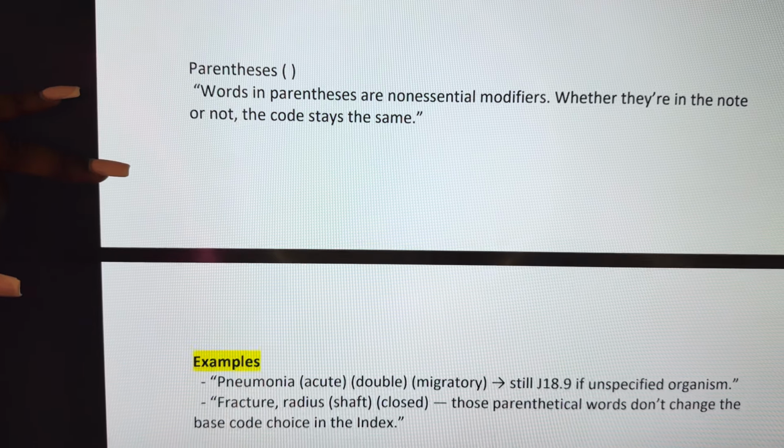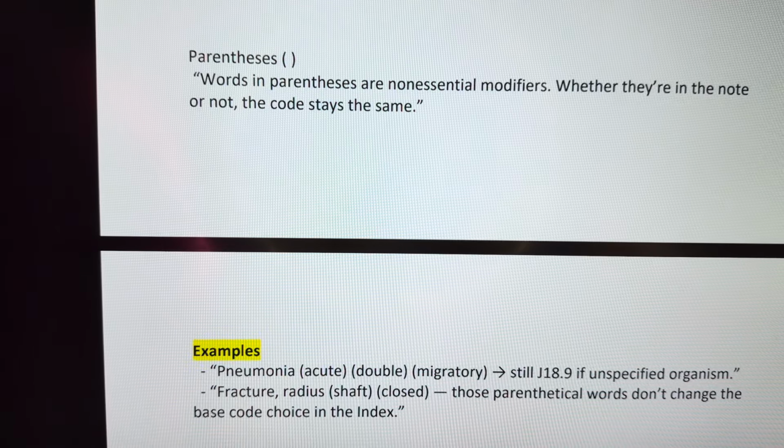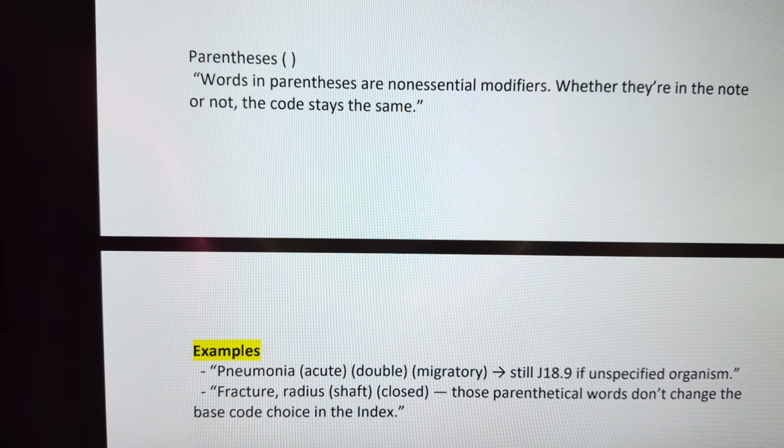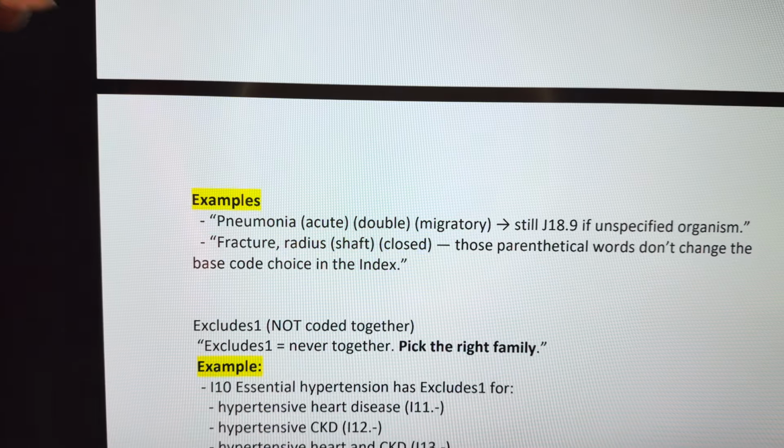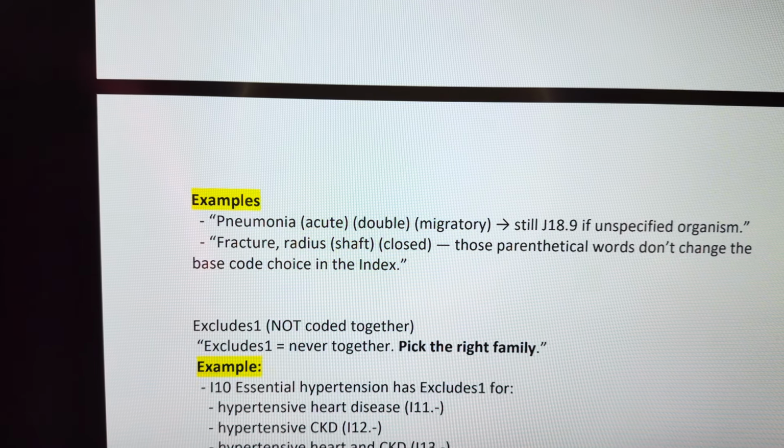All right. Here's a tip. When you see a bracketed code in the index, think secondary or manifestation. It comes after the primary condition. So I hope that helps. Let's move on to parentheses.